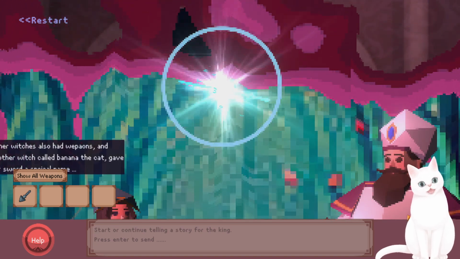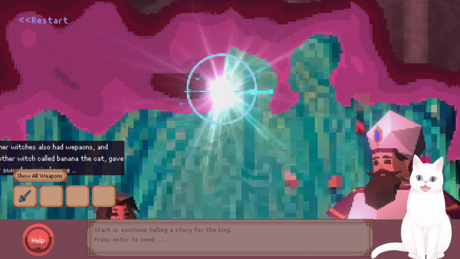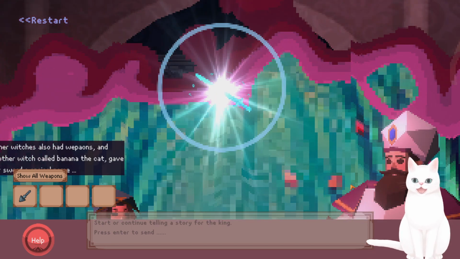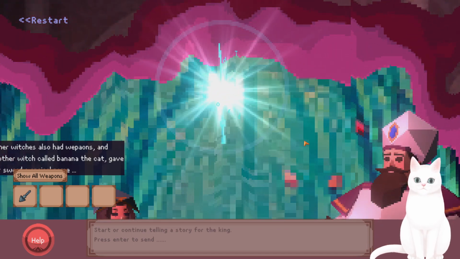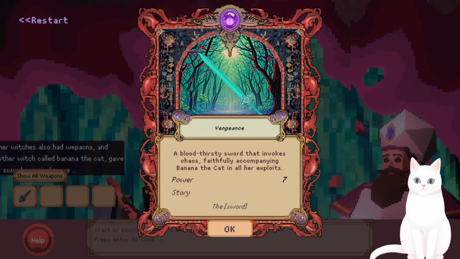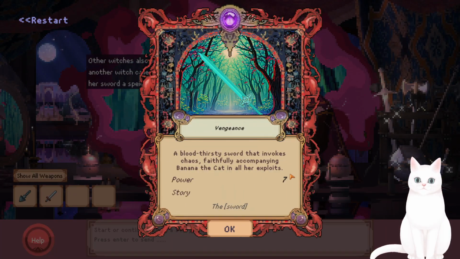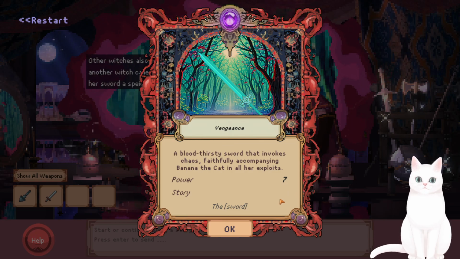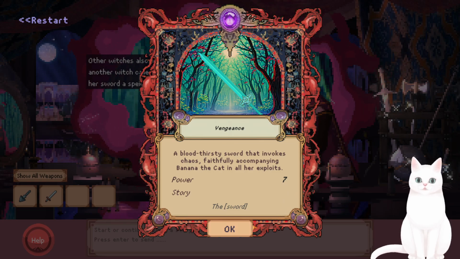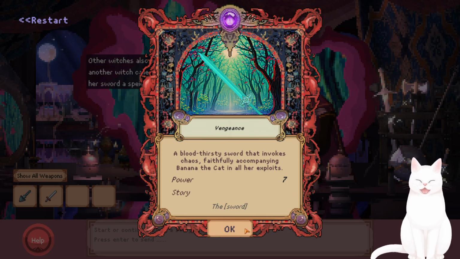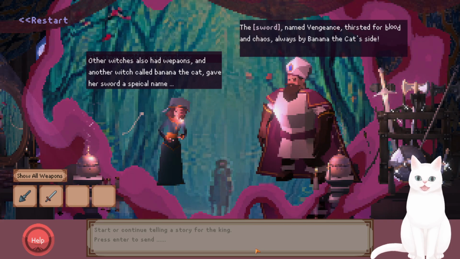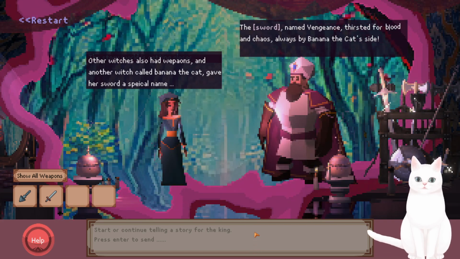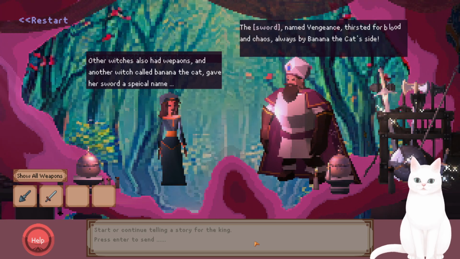I think I may try to mention something about modern technology and see what kind of reaction he will get. "Vigilance, a bloodthirsty sword invoked chaos, physically by the Banana Cat in her exploits." I think this is depicting what kind of forest the witches lived in.